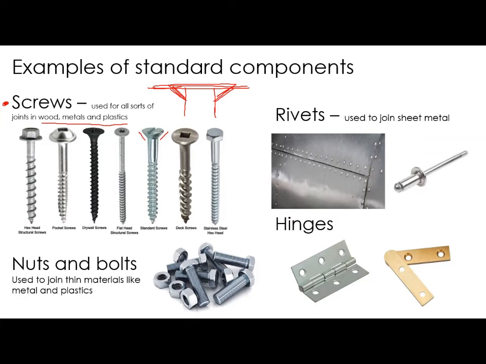So that's screws. Nuts and bolts. They are quite often used to join thin materials like metal and plastics together, so like sheet metal and plastics. They're not commonly used on wood. They are not used on wood. Sometimes they can be used in prototyping, but they would never be used in an actual finished product, in industry anyway. And they tend to come in M sizes, so M2, M4, M6. This just means M2 is 2 millimeters, M4 is 4 millimeters, and so on. So that's nuts and bolts.